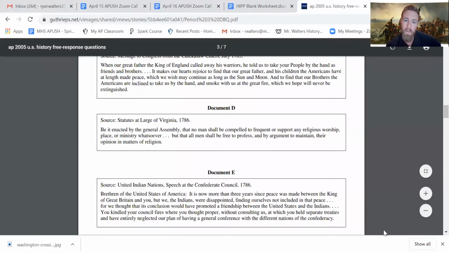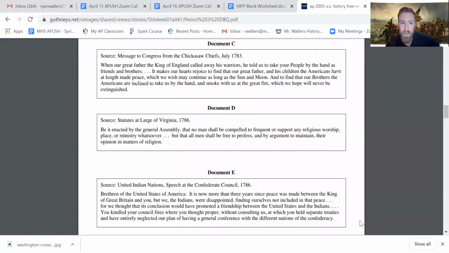Okay. So now let's look, and guys, sometimes these can be tricky. So the next one's actually part of a law. Okay, this is a statute at large of Virginia. So this is one of the laws in the state of Virginia in 1786.